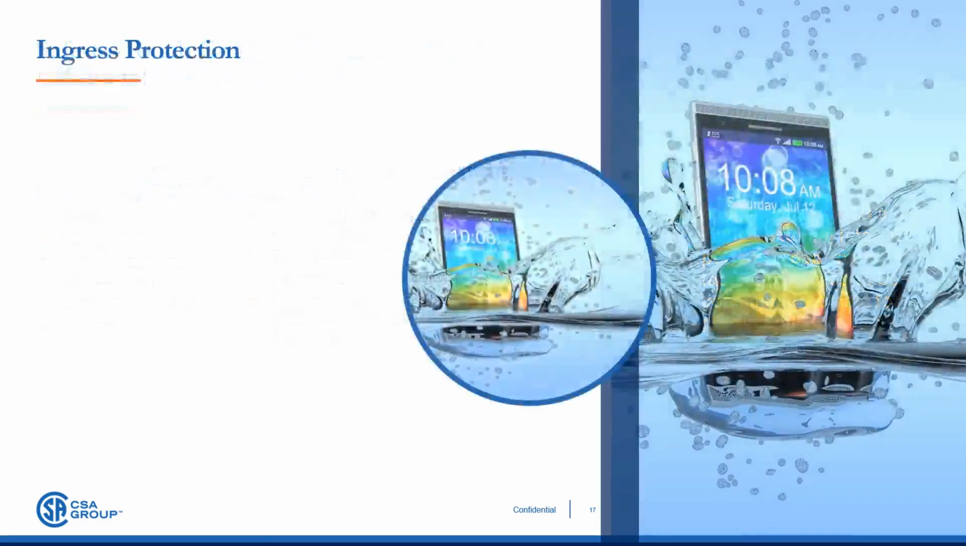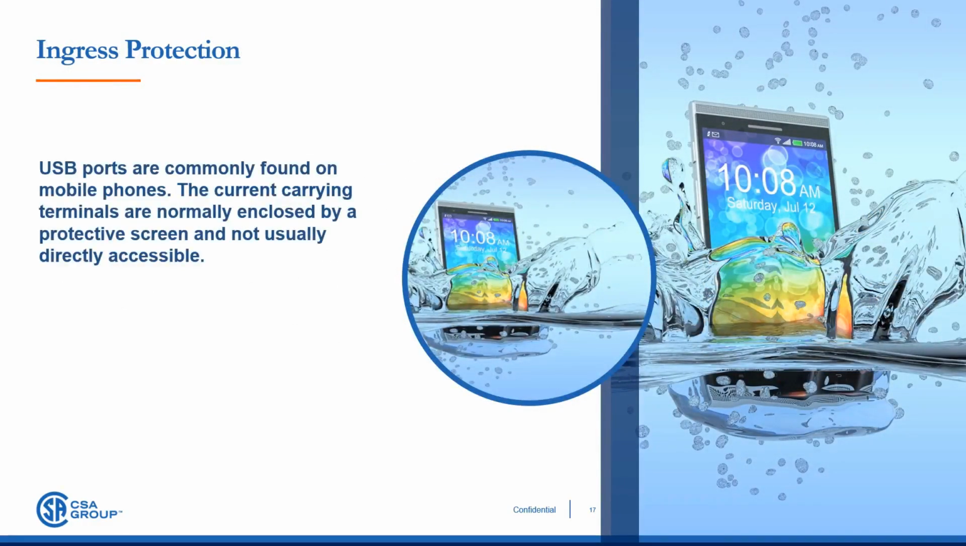USB ports are commonly found on mobile phones, even when most modern products are typically rated for submersion up to 1 meter underwater. The current carrying terminals of a USB port are typically enclosed by a protective screen and are not normally directly accessible. These devices commonly employ detection features and warnings to notify end users of moisture and dirt ingress, which can become trapped inside the protective screen.